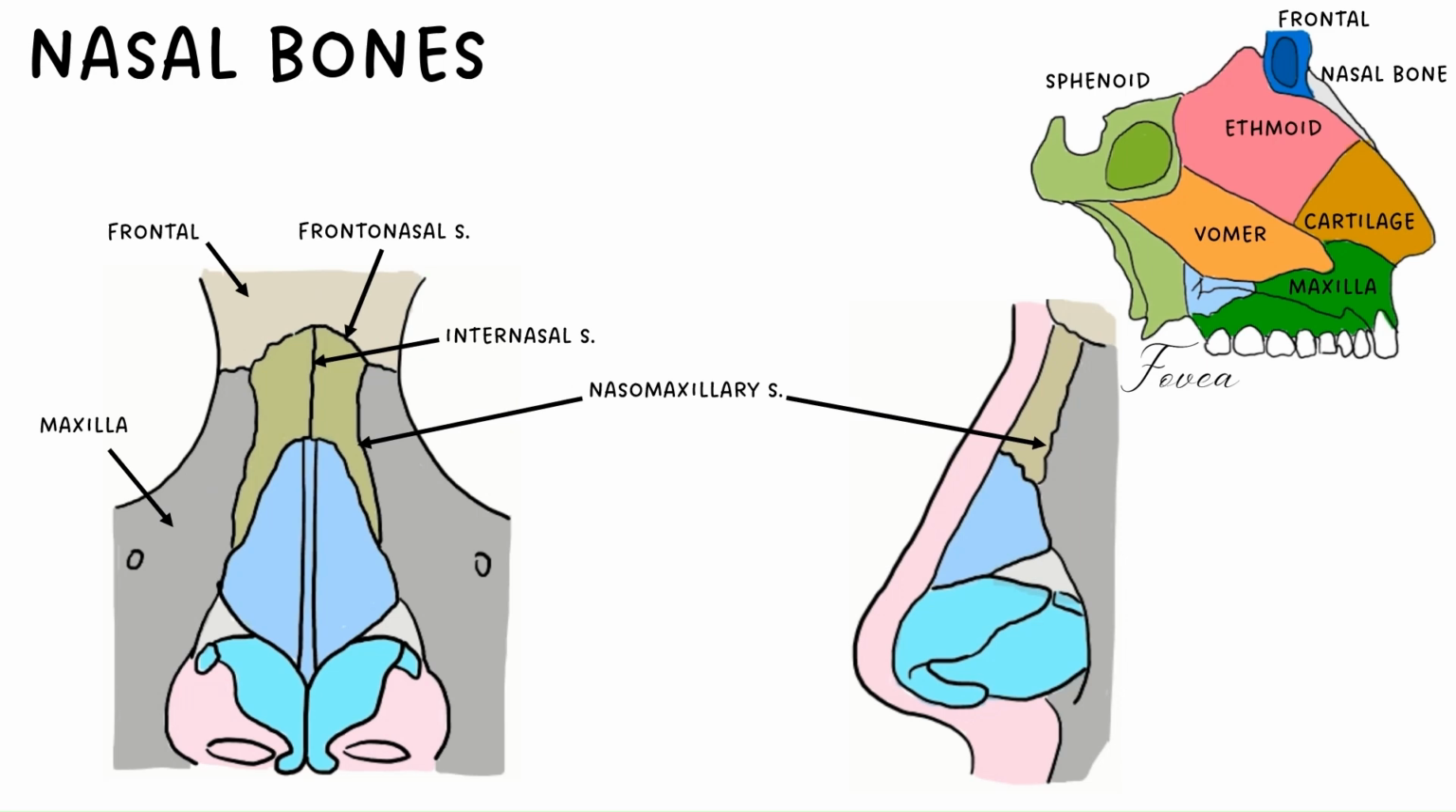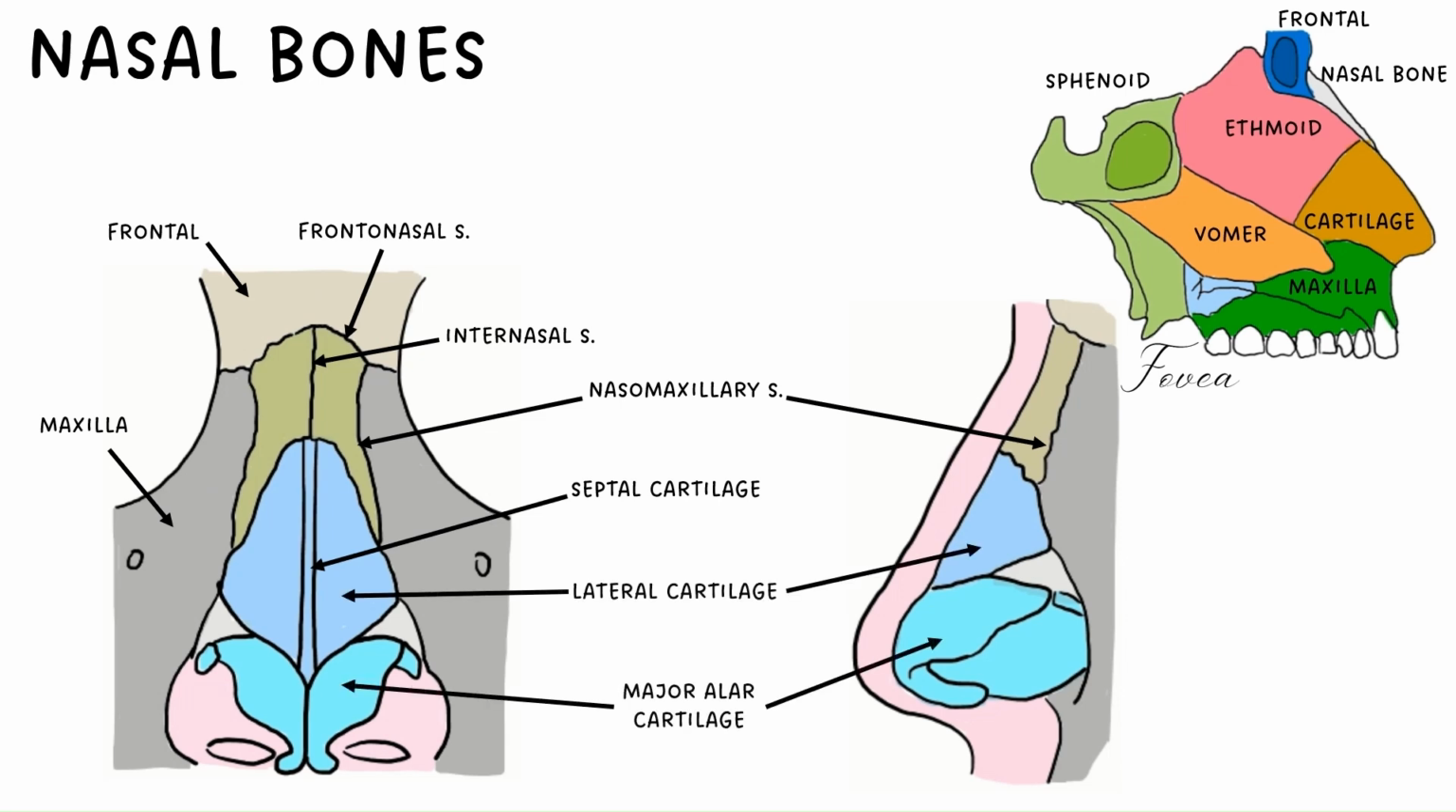The nasal bones articulate with the upper part of the septal cartilage that articulates with both nasal cartilages, lateral and major alar, and nasal skeleton. The two bones, in fact, take part in the formation of the upper and anterior region of the nasal septum by relating to the vertical plate of the ethmoid.